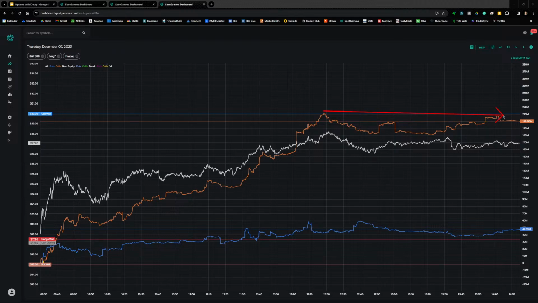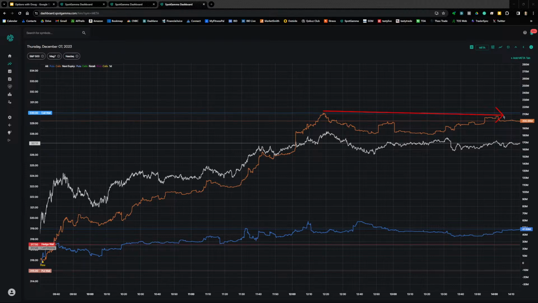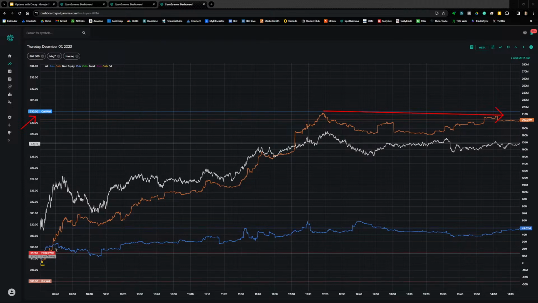So again, when traders buy calls, market makers sell the calls, and they have to buy stock to hedge their delta exposure. 330 is the call wall, and 317.50 is the hedge wall. 315 is the put wall down below.